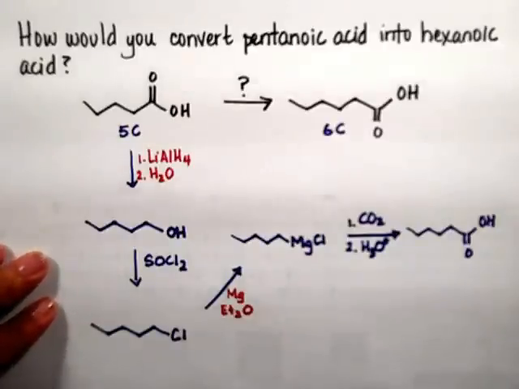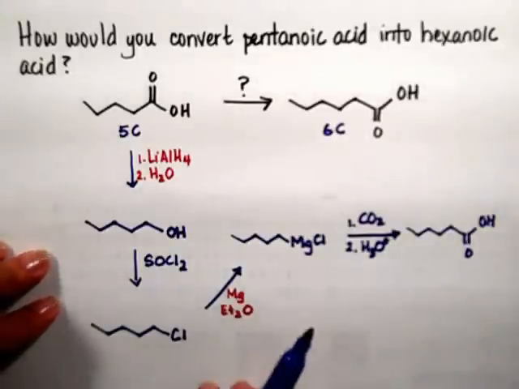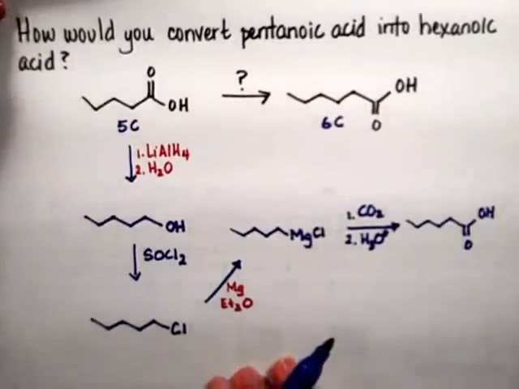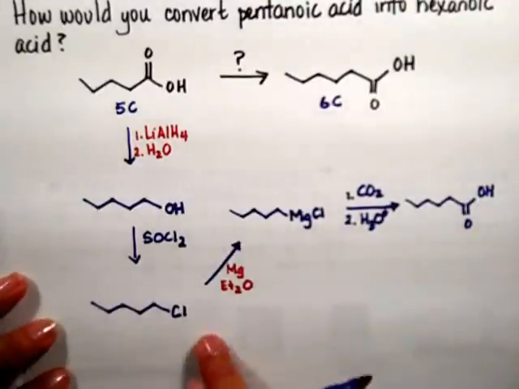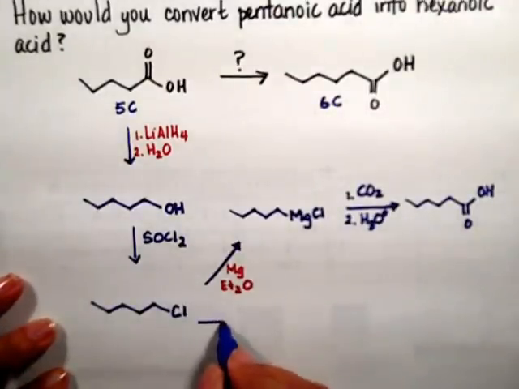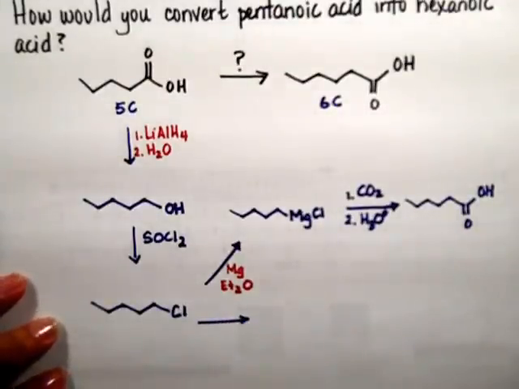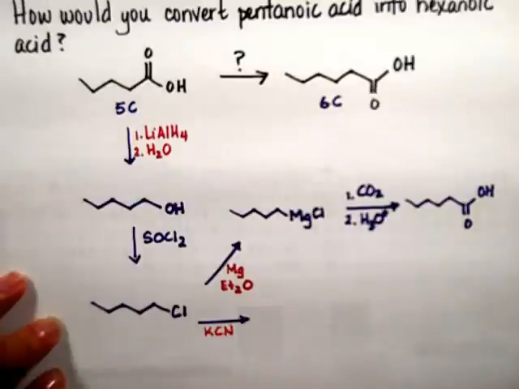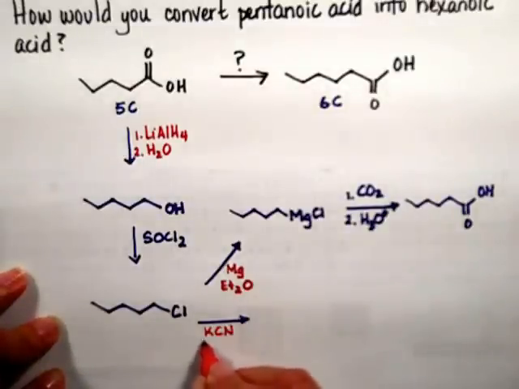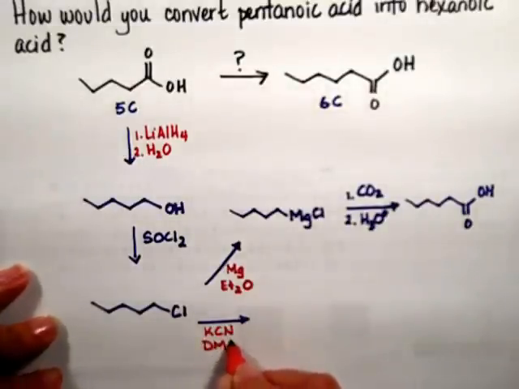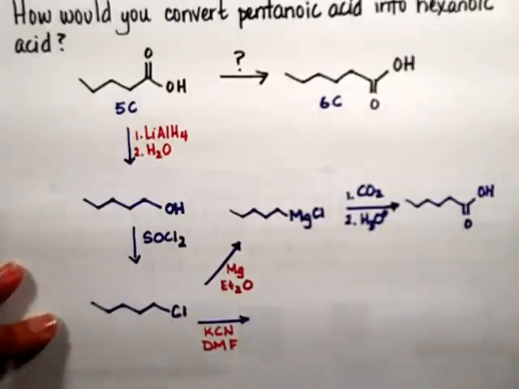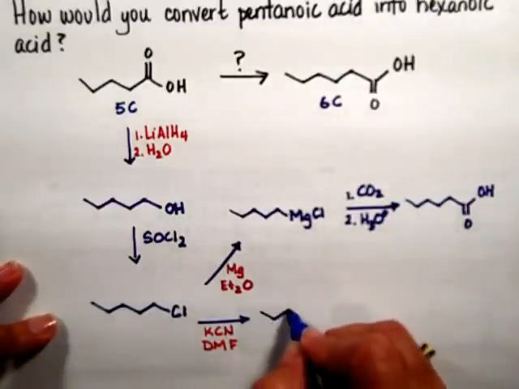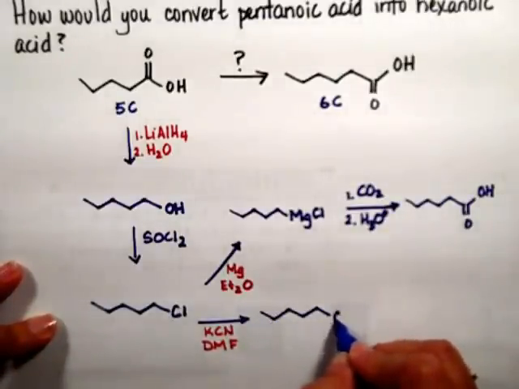The other possibility, let me move the paper a little bit higher. I can take the chloride and I can substitute it for a cyanide. That's fairly simple. We're going to do an SN2. So let's take potassium cyanide. We want a good SN2, so let's use an aprotic solvent, DMF. We substitute the chloride for the cyanide.